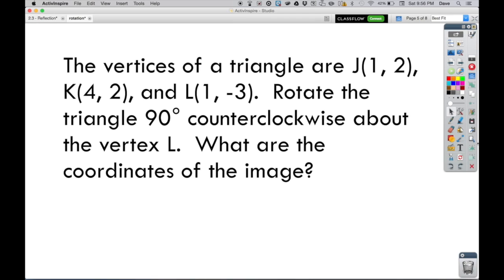So let's take a look at this example problem. The vertices of a triangle are J, K, and L, and as you can see, they've given us the coordinates for those points. They want us to rotate the triangle 90 degrees counterclockwise about the vertex L. What are the coordinates of the image? Alright, so let's have a look at how we would do that.